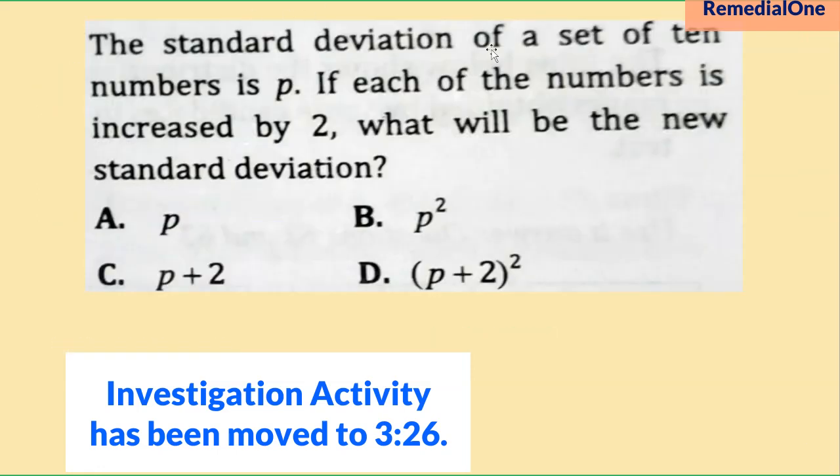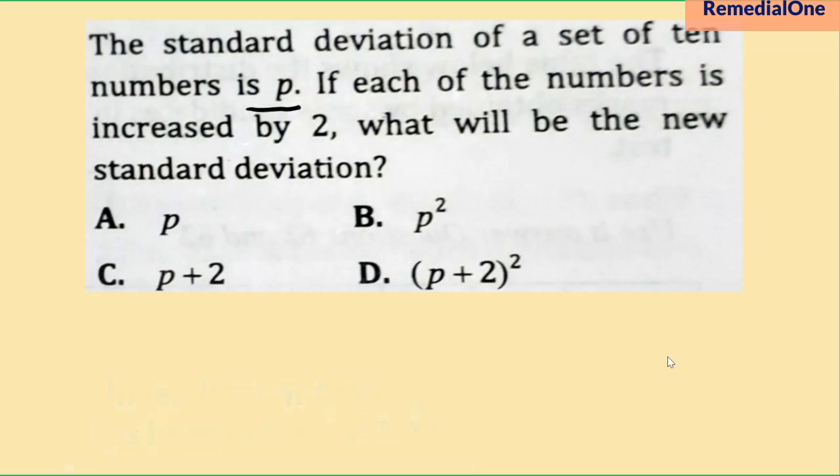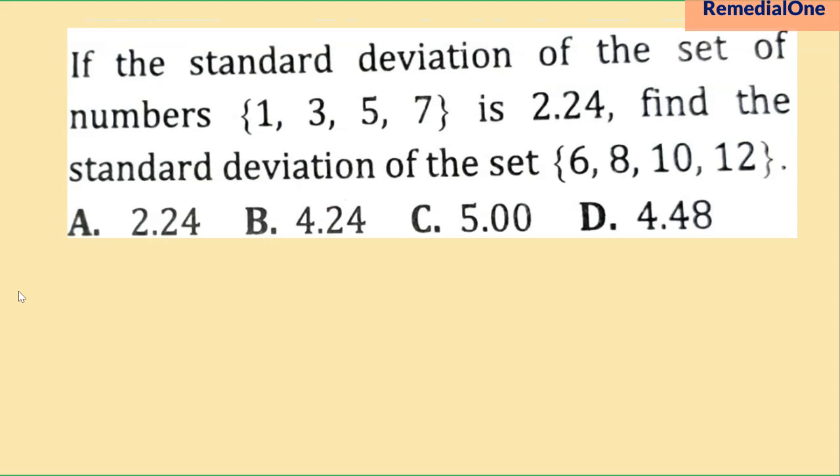So here the standard deviation of a set of 10 numbers is p. We know the standard deviation has been given as p, and if each of them is increased, meaning added, by 2, what will be the new standard deviation? If you have not been taught this, you'll be confused about what is happening. But we know that it remains the same. So here the answer will be A. Then let's look at the second one.